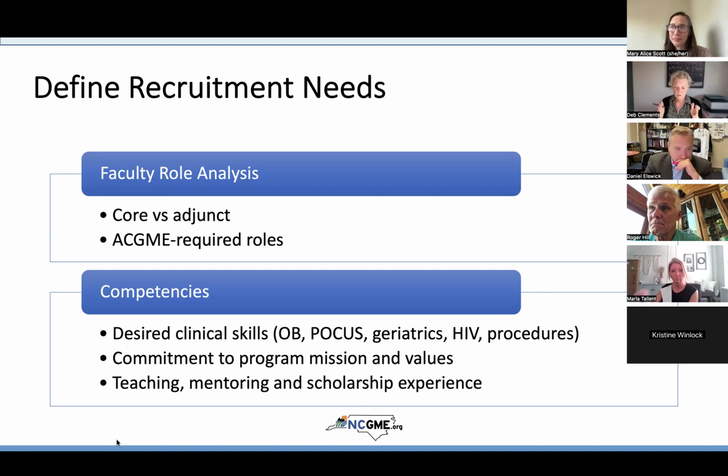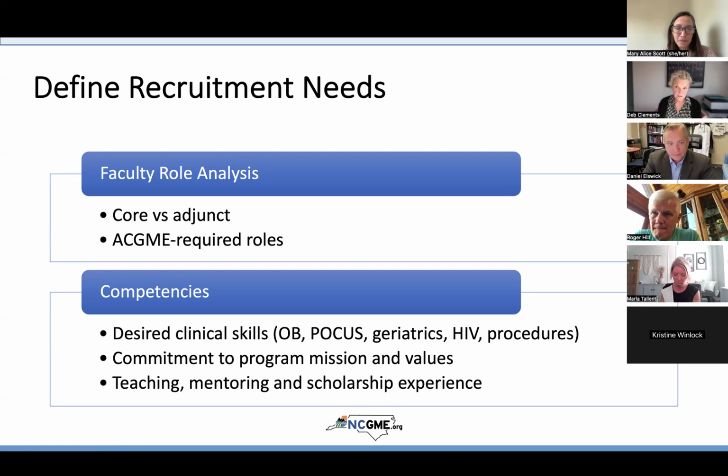But think about what is going to be the difference between your core faculty, those faculty that are required to contribute the majority of their time to residency education, versus your adjunct faculty, and how those roles may differ, so that you can be specific when you're recruiting. Also think about what roles are required by the ACGME. Do you need somebody who does inpatient pediatrics? Do you need somebody who does OB? Ideally, you could get that all in one person, but as we tend to sort our skill sets as we move on in our careers, it's not always possible. So really think about what your needs are.